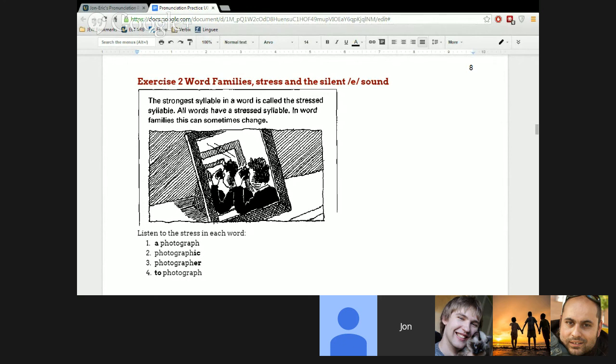Number 3, what part of speech is that? Noun. It is a noun. It's a personal noun. For the photographer is a person. Okay, and what part of speech is number 4, Dennis? Absolutely. Say number 4 for me. To photograph. Good, to photograph. So, are numbers 1 and 4 the same or different in the stress of the word? They are the same. A photograph, to photograph. That's it.